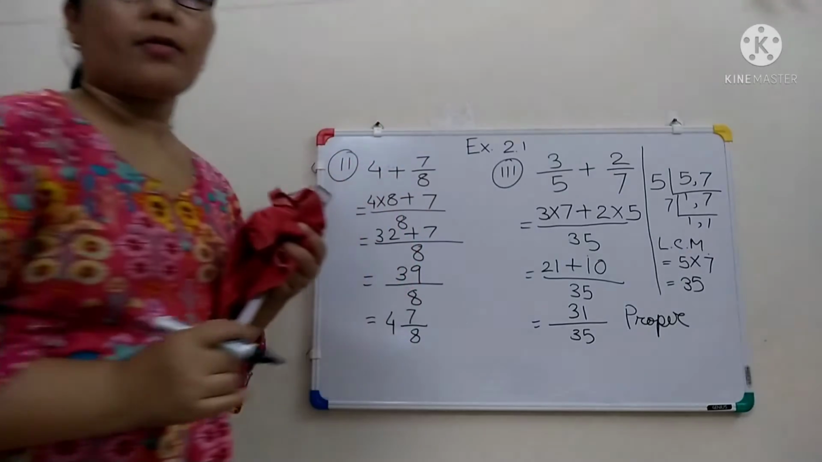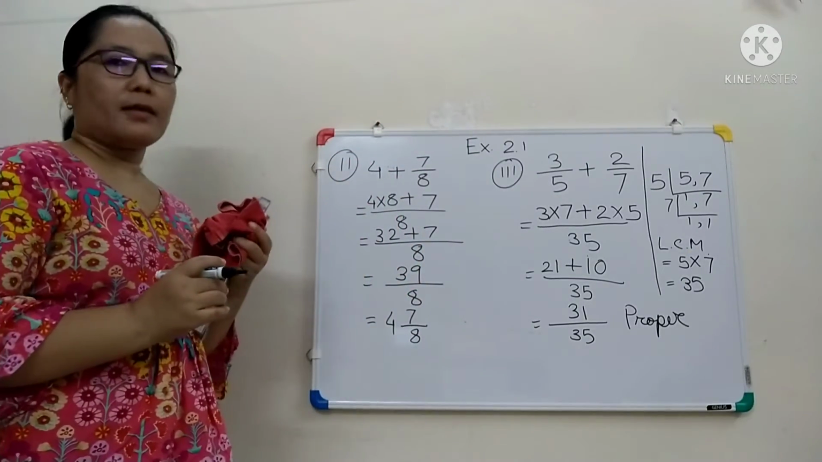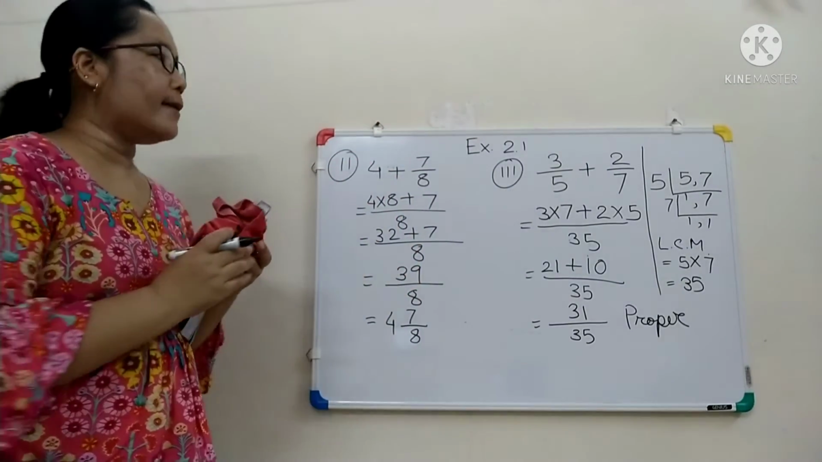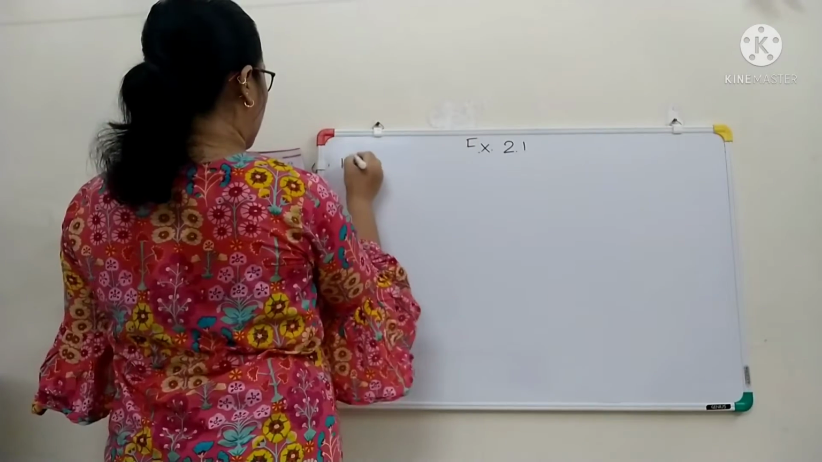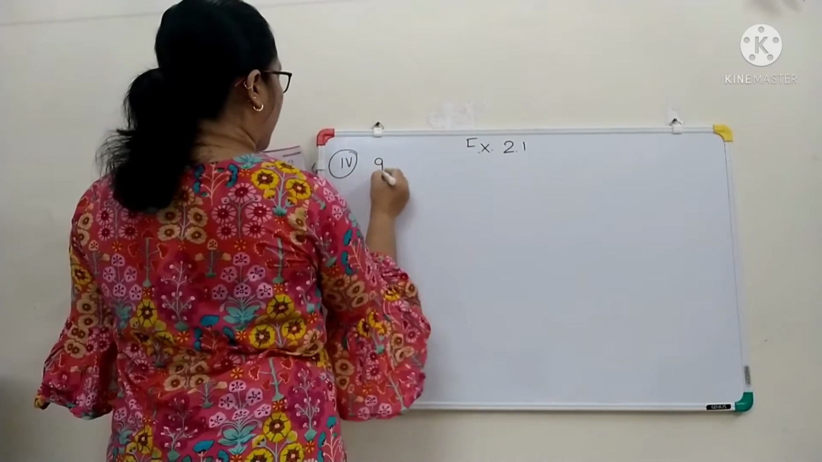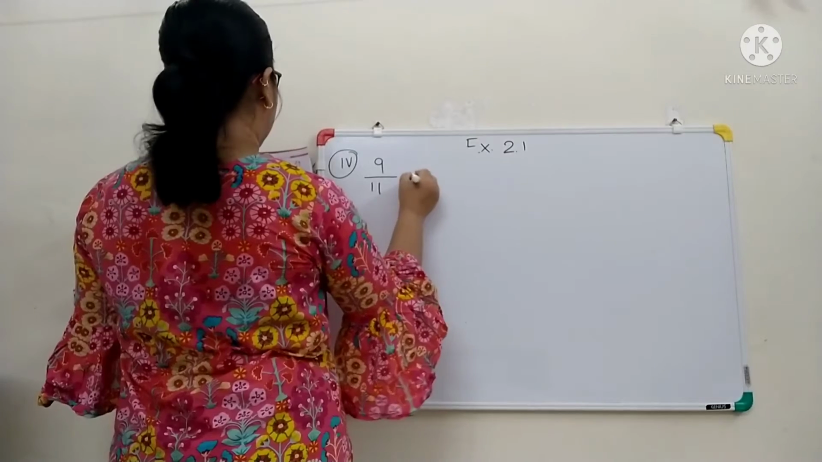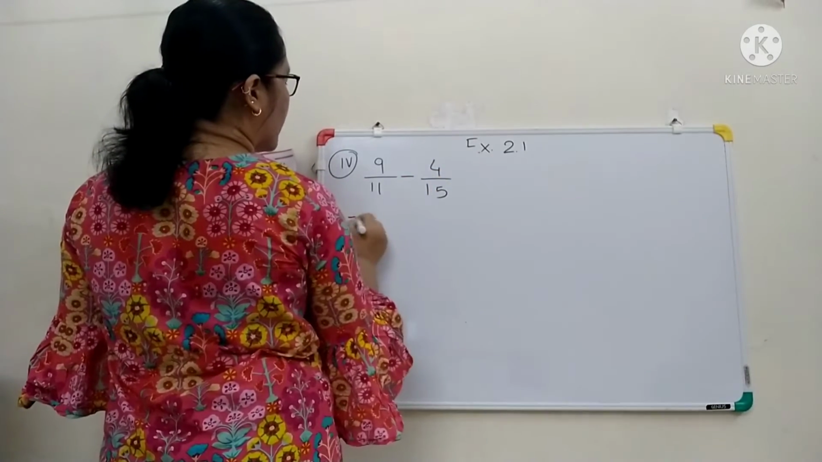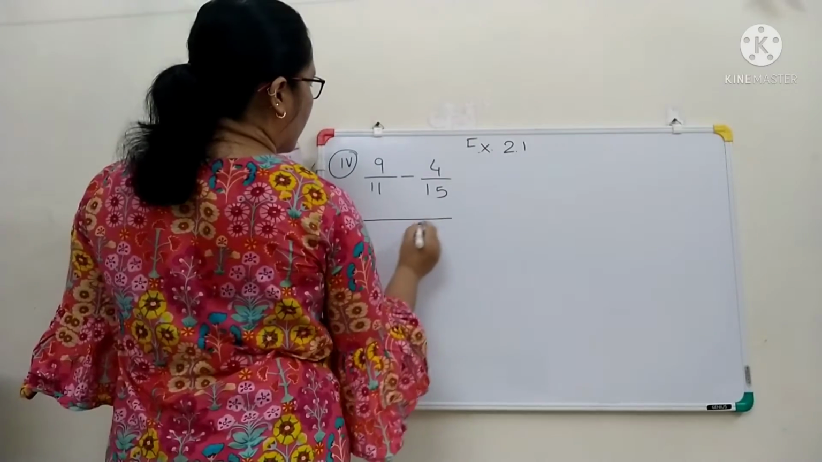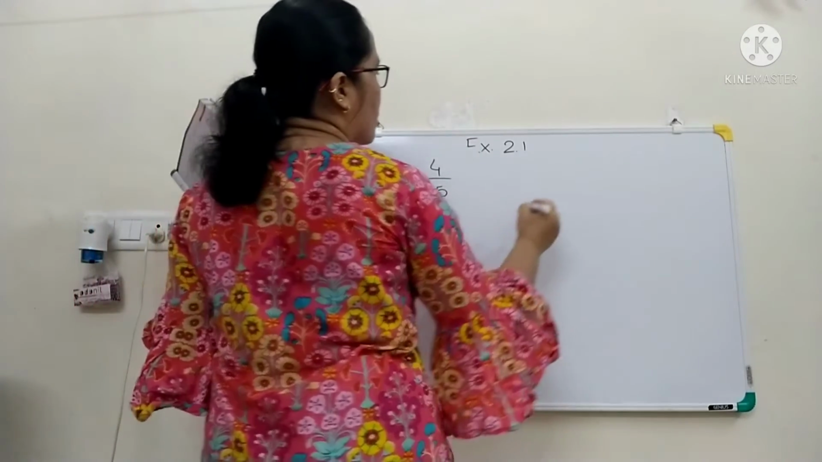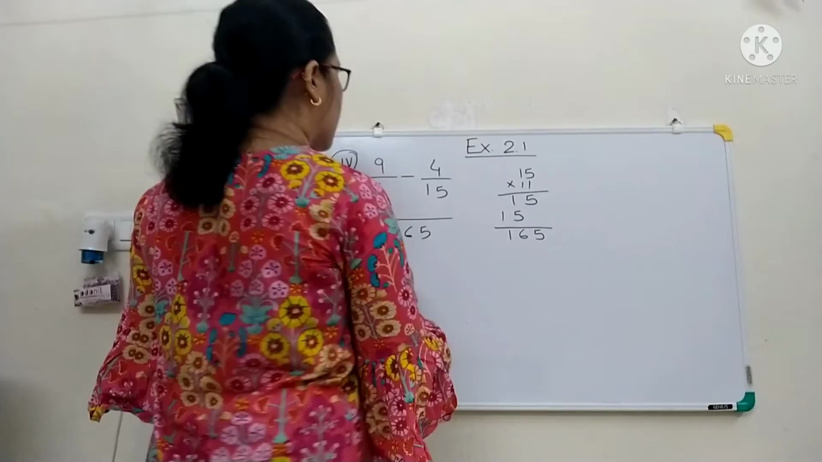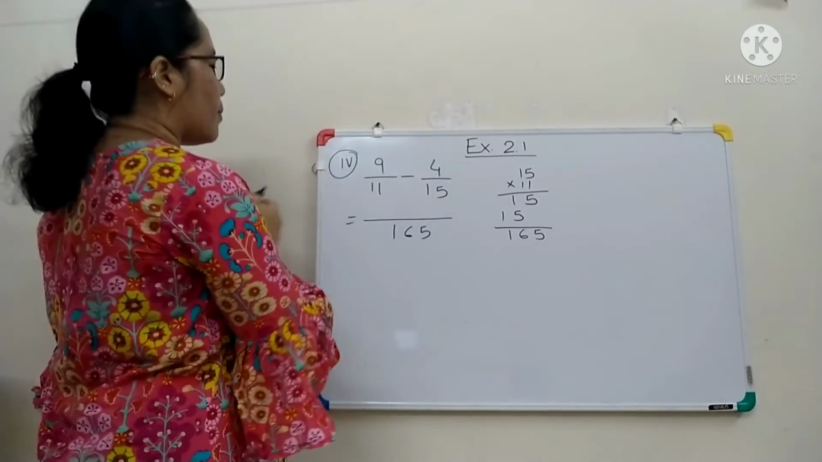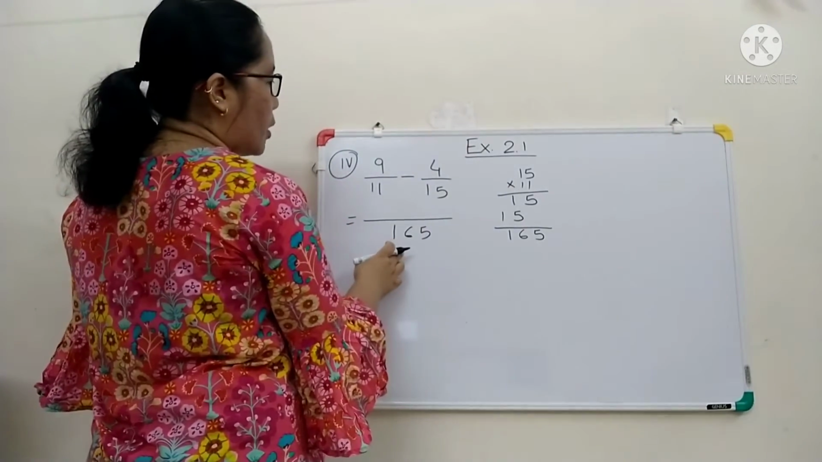So it is not required to convert it into a mixed fraction. Is it clear? Now come to number 4. Here 9 upon 11 minus 4 upon 15. So the LCM of these two numbers will be what? 15 into 11, how much? 165, that means this is the LCM. Okay, I have written it in the denominator.